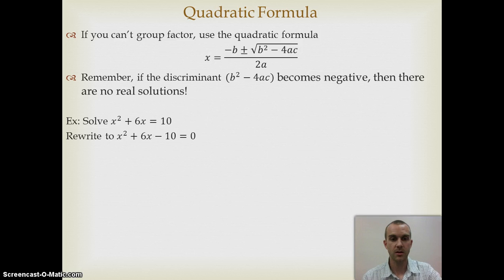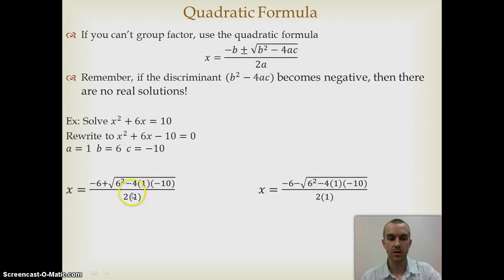First I need to rewrite it so that all the terms are on the same side. And I can say that my a value is 1, my b value is 6, my c value negative 10. Important to remember that negative there. Now I'll just plug in a, b, and c. So negative b, so negative 6, plus or minus, so I did plus over here, minus over here, 6 squared minus 4 times 1 times negative 10 over 2 times 1. And here, same thing, just change that to the minus, because I got to do plus and minus.